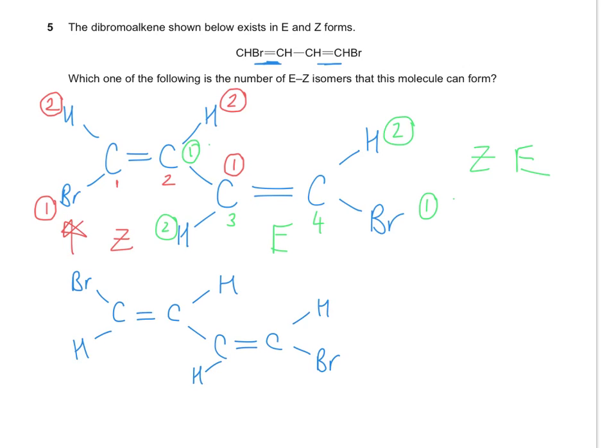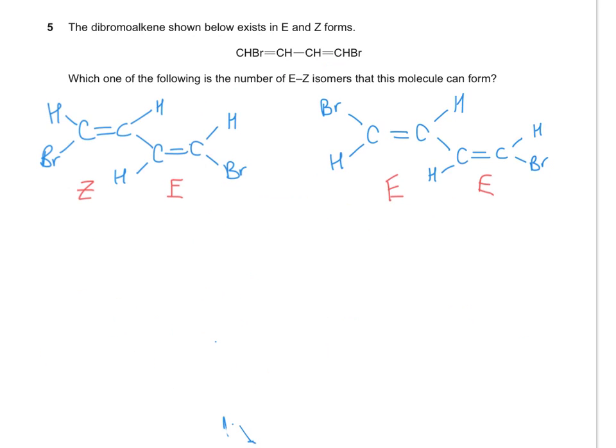So again, assigning our priorities, we've got 1, 2, and for carbon number 2 we've got 1, 2. So here we can see that our highest priority groups are on opposite sides of the double bond, and so this is an E. And this double bond hasn't changed. So we've got 1, 2, and 1, 2. So again, this is an E double bond. And so here we've got E, E. Okay, so we've got 2 so far. We've got the ZE and we've got the EE.